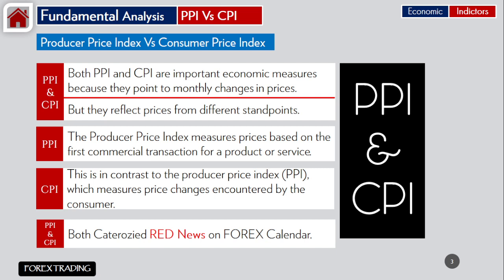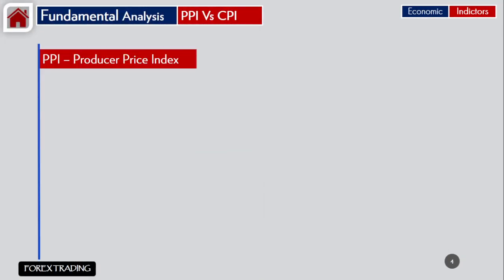Both PPI and CPI are categorized as red news on the forex calendar. That means that forex traders need to look at them very carefully because there could be market volatility based on the data release of both these indicators, so they can tailor their strategies accordingly and they can make money out of it. All right, so let's see their differences.